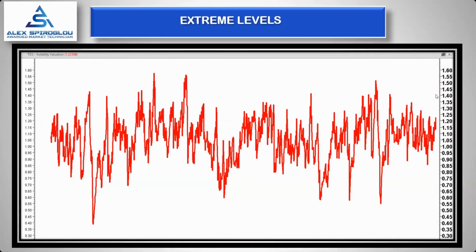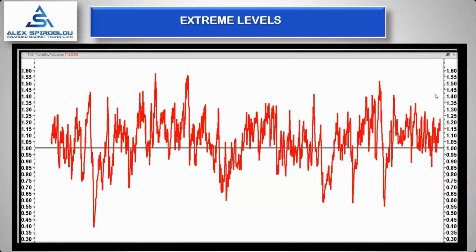I managed to normalize it across markets, and I'm showing you its template. It holds true across all markets, and that's the beauty of this indicator. By and large, this is how the volatility valuation indicator looks, and what I try to do is to see whether it is high or low. So it has a mean, which is around 1.